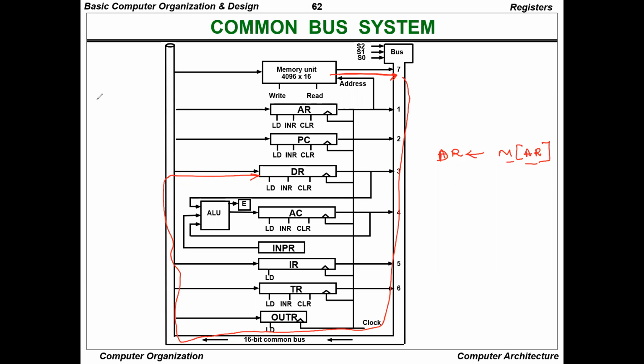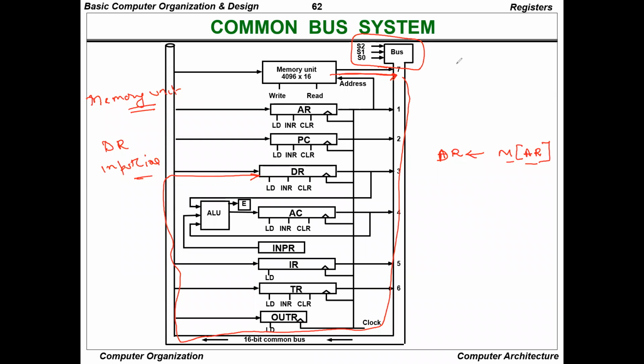But the important question right now is how the system selects the memory unit as the output line, and how does it select the data register for the input line. The answer to this lies in this box at the top. I hope everybody can see this box at the top.